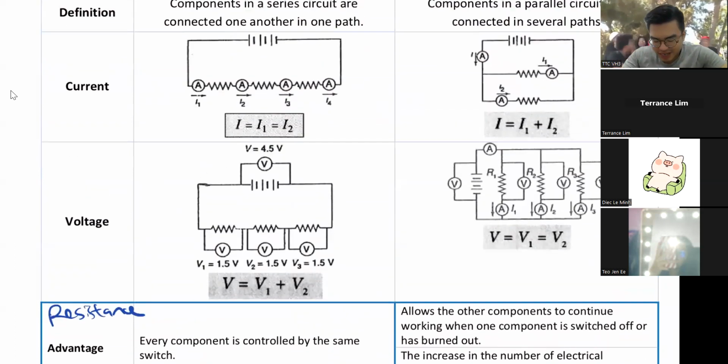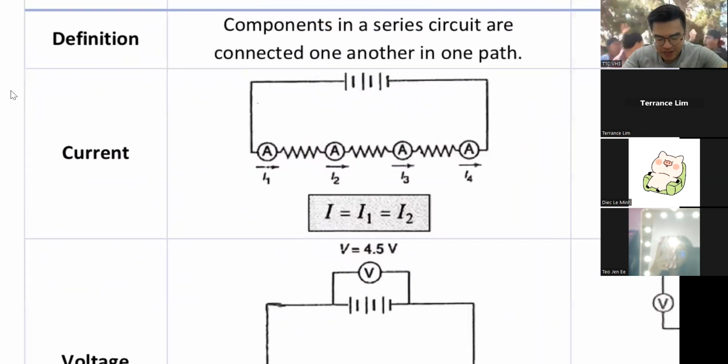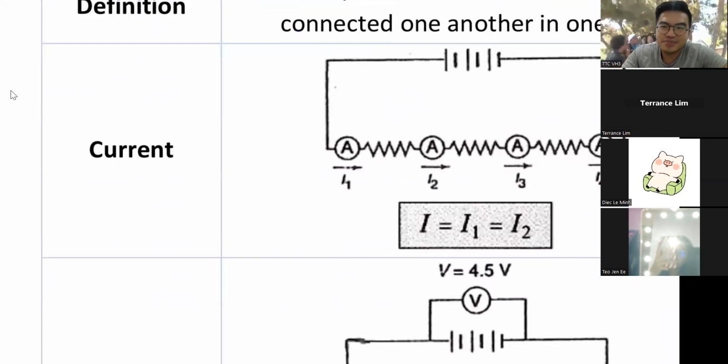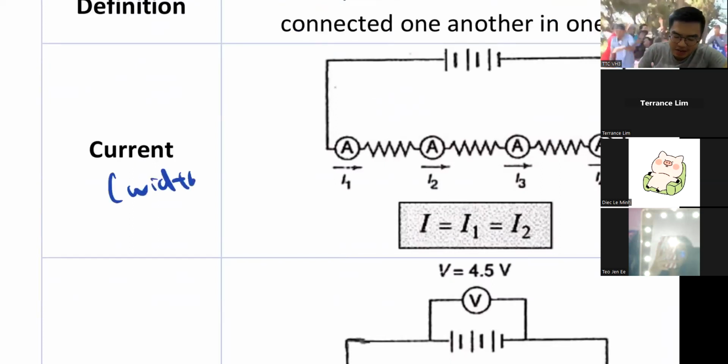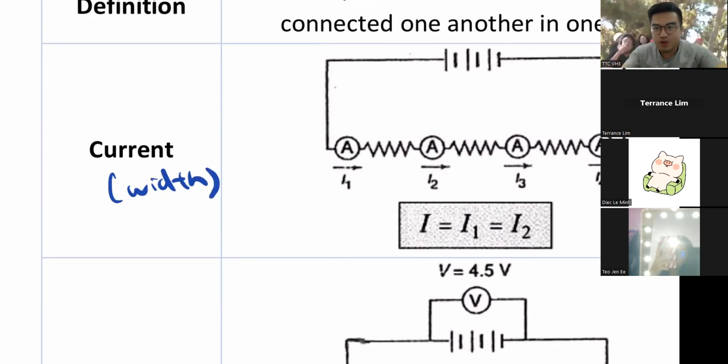So guys, let's talk about the current first. Just now I said current is what of the river? What is current? Guys, what is current? Yes, but what's the river? The width of the river, right? 河流的宽度. Current is the width of the river.